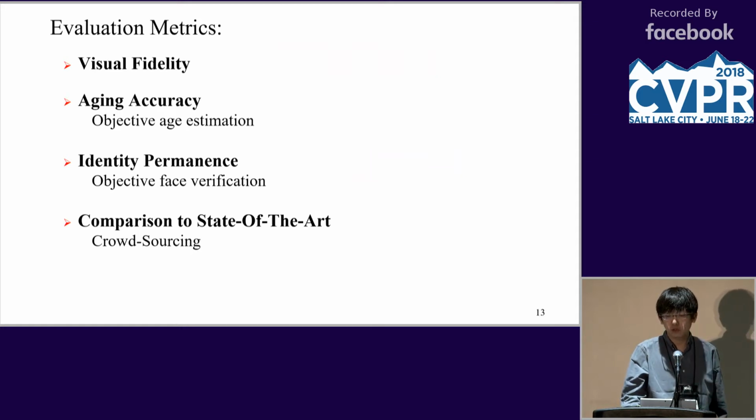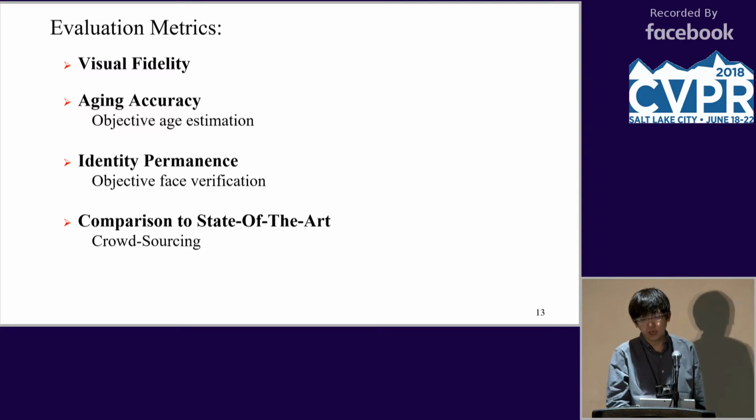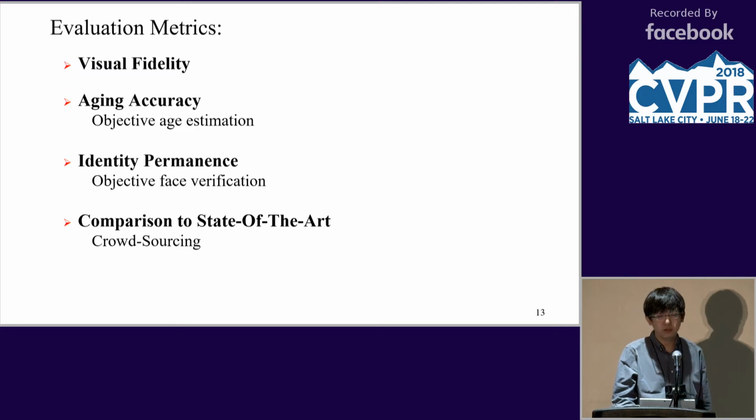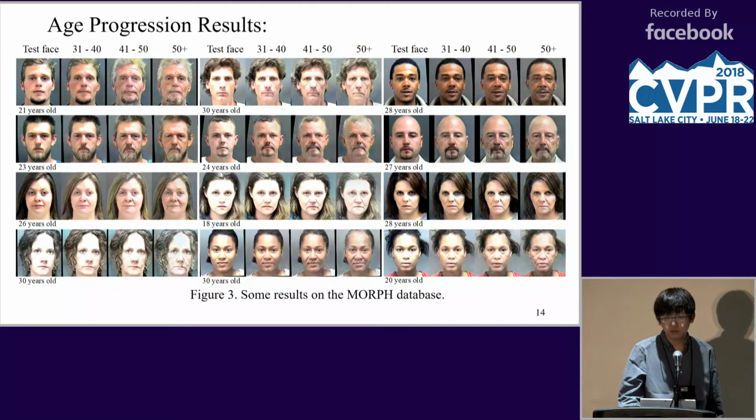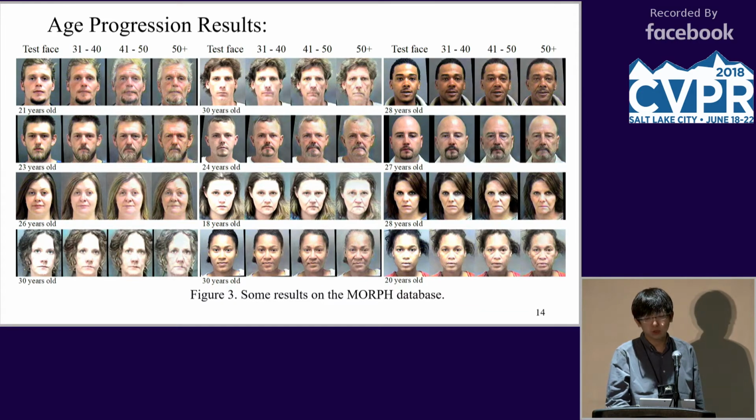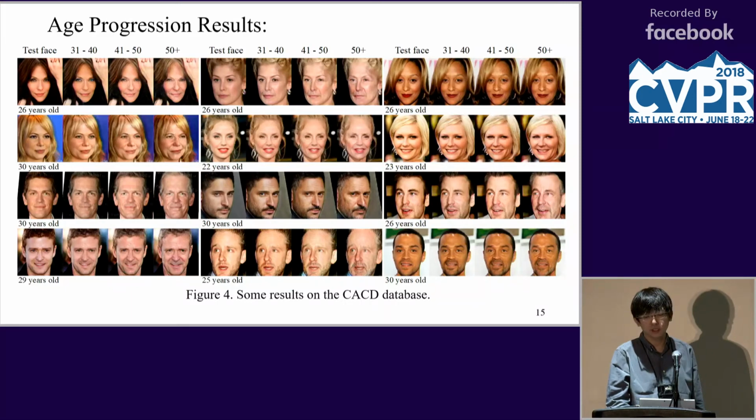There are four types of evaluations: visual fidelity, aging accuracy, identity permanence, and comparison with the state of the art. Here, I would like to highlight another contribution of this work. Different from previous studies, which mostly use subjective evaluations, we add comprehensive, objective ones, making the results more convincing. First, we see some results on the MORPH database. More results on CACD.